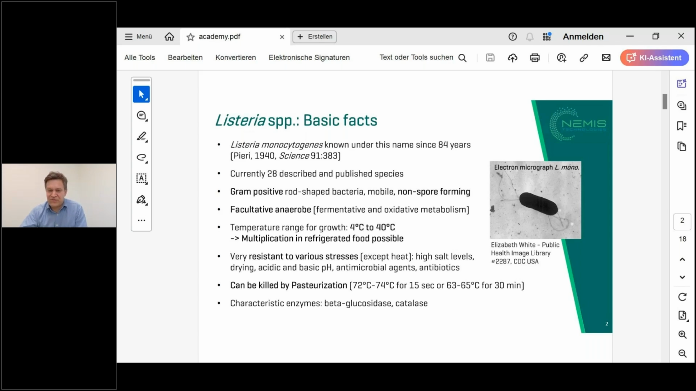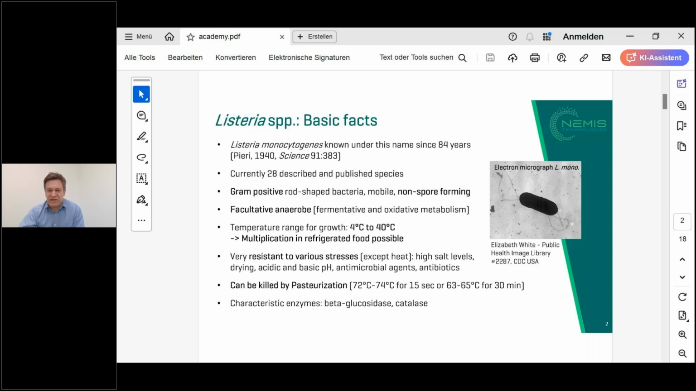The good thing, though, for foods is that it can be killed by pasteurization, and pasteurization is defined, for example, as 72 to 74 degrees heating for 15 seconds. That's the ultra short pasteurization, or a batch pasteurization would be 63 to 65 degrees for 30 minutes. Both of these processes are used widely in the food industry, for example, for milk.